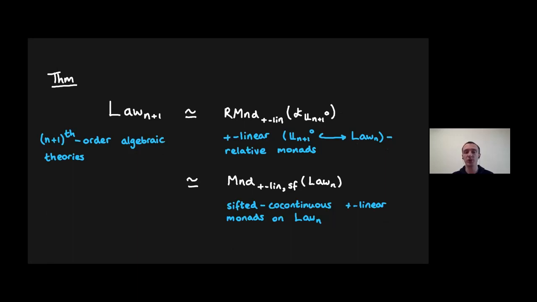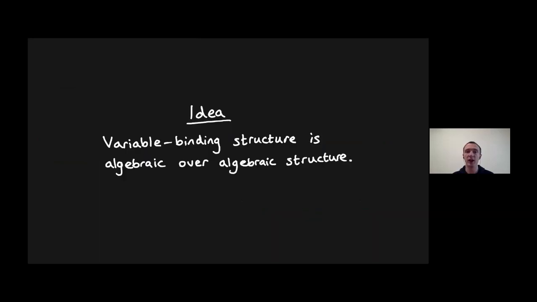But the sort of gist is that we can form an equivalence with a class of monads. And if we take an n+1th order algebraic theory, we get a monad on the category of nth order algebraic theories. And these have some properties. You have to preserve some co-limits, and they have to have this linearity condition from before that I didn't have time to go into. And so the sort of moral of the story is that we can think of variable binding structure as being algebraic over algebraic structure.